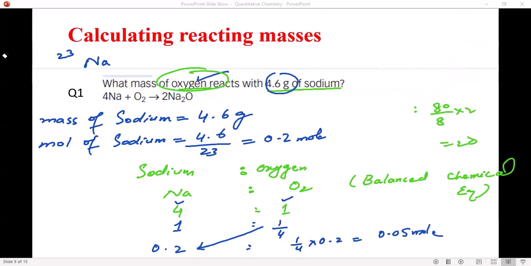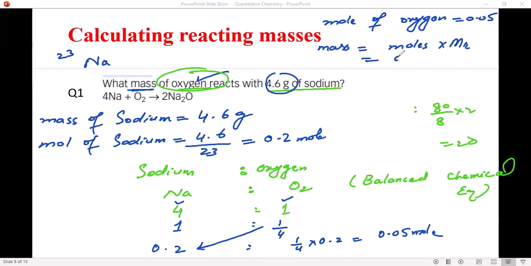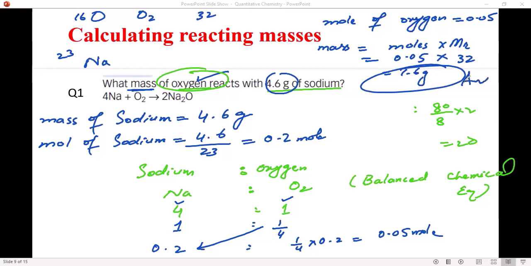So I have moles of oxygen. Why do I need to convert moles into mass? Because they mentioned what mass of oxygen is needed. So for mass, I just need to multiply moles with Mr. The moles of oxygen is 0.05, so I must use the Mr of oxygen, which is 32. In the periodic table, you will find 16, but remember, oxygen exists in diatomic form, so 32. So this would be 1.6 gram, and this is your answer.